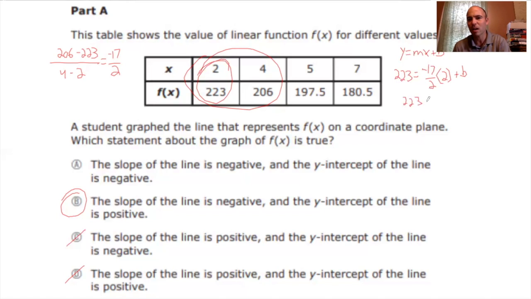Now we do our algebra. 223 equals negative 17, because I'm just multiplying across, plus b. Then add 17 to both sides. B should be 240. You didn't have to do that algebra, but if you wanted to, that is how you would have done it. So we got our slope, which is negative 17 over 2, and our y-intercept, which is 240. So B is the only one that satisfies the negative slope and the positive y-intercept.